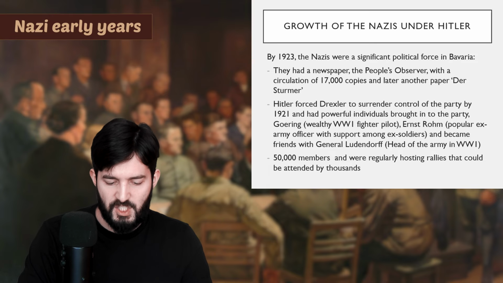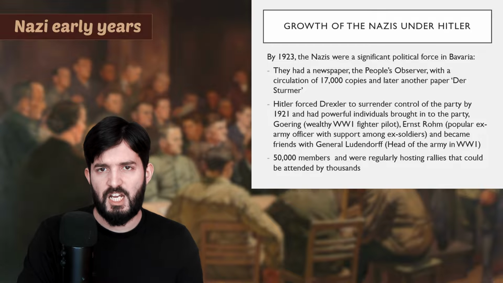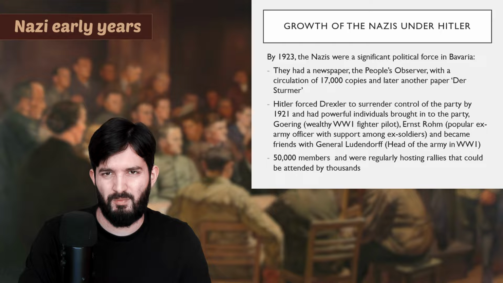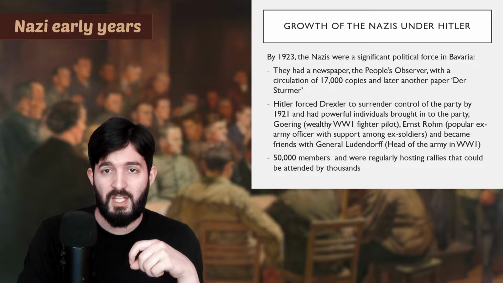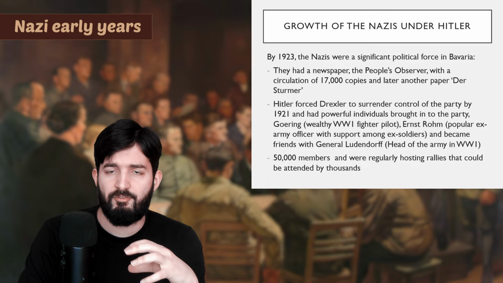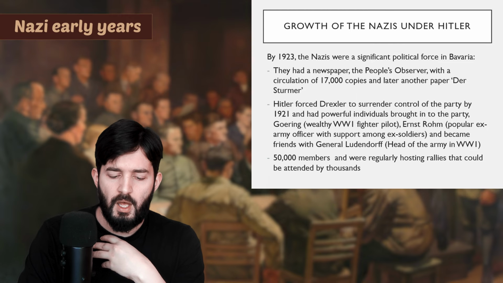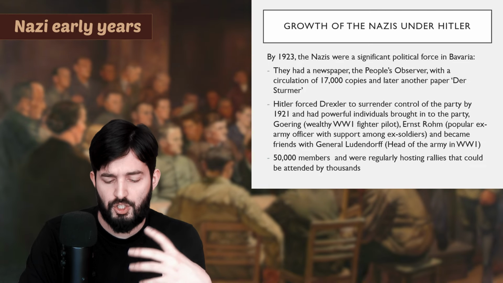Hitler also, by 1921, because of his ascendancy in the party, forces Drexler to surrender control of the party. He forces a leadership contest, which he wins, and basically unseats Drexler as a consequence, because ultimately he was the future of the party, not Drexler. And when he does that, he then starts to bring in several powerful individuals and allies into the party who are quite helpful and useful when it comes to, again, expanding the popularity, the reach, the organization of the party.